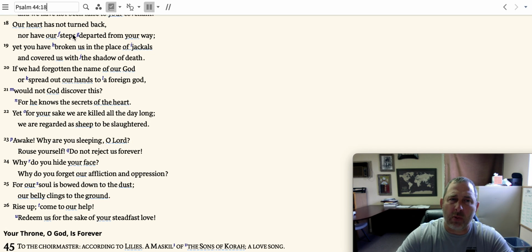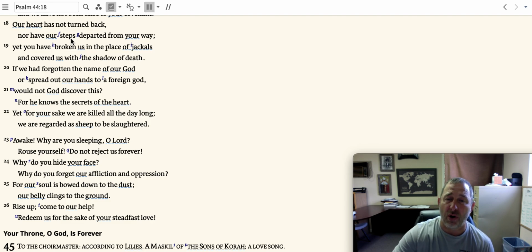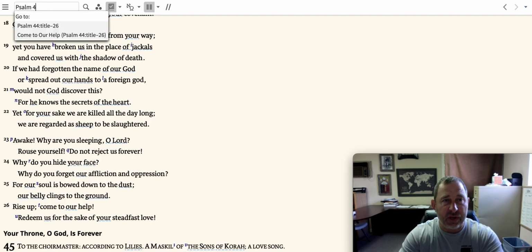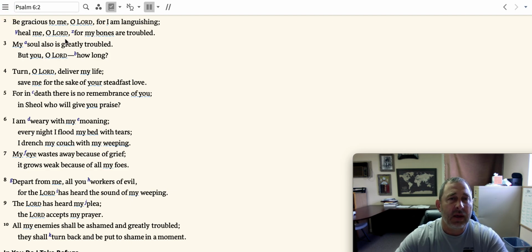Well, our steps are representing something else. They represent our walk, our way of life. So again, we have our heart. It's a part representing the whole. Our steps, it is a part representing the whole. The whole what? All of our walk, all of our life. So it is a part for the whole. Let's look at a few more real quickly. We won't do too many, just for the sake of time.